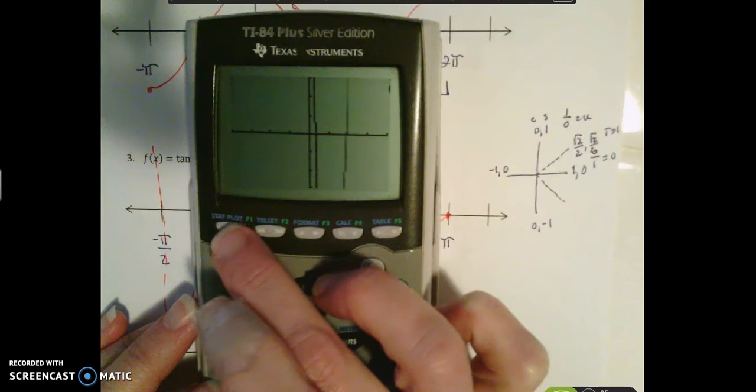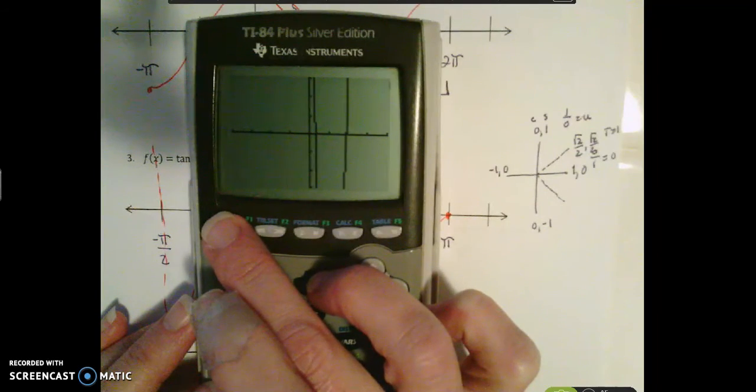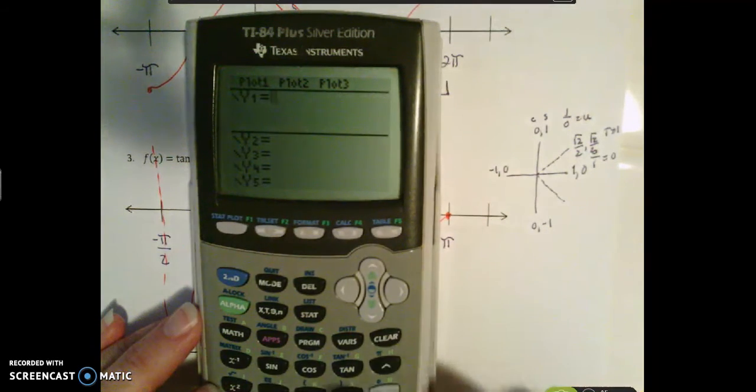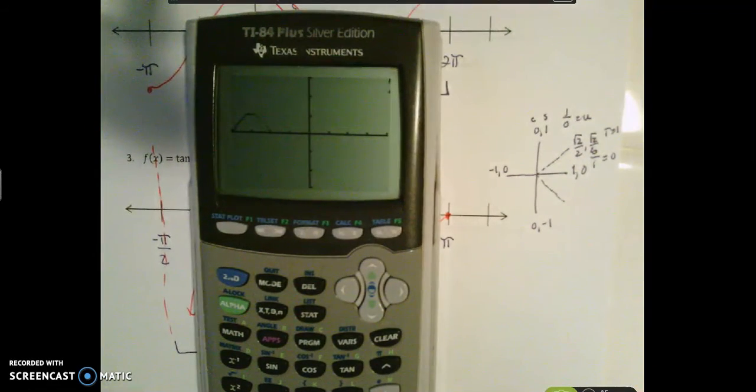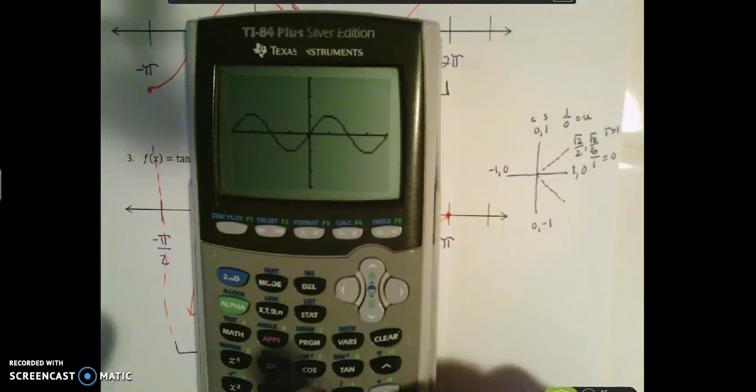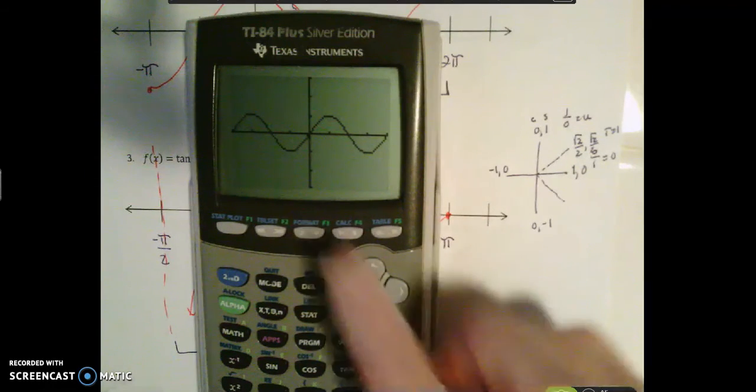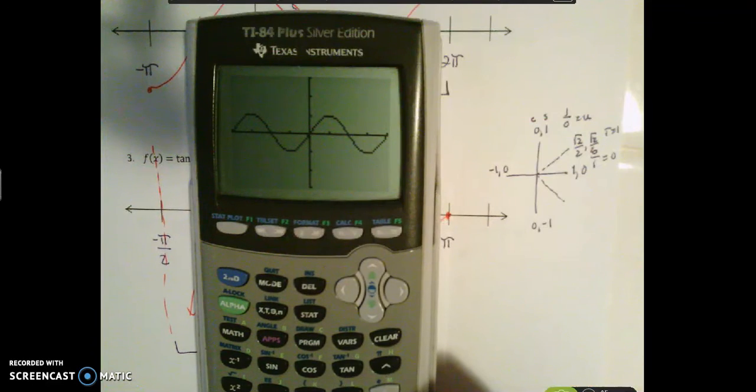So when we go to y equals, and we graph sine of x, then what you see is there's one period and another period. So we see two periods of the function there. So you notice how it repeats itself. So from 0 to 2 pi, it repeated itself.